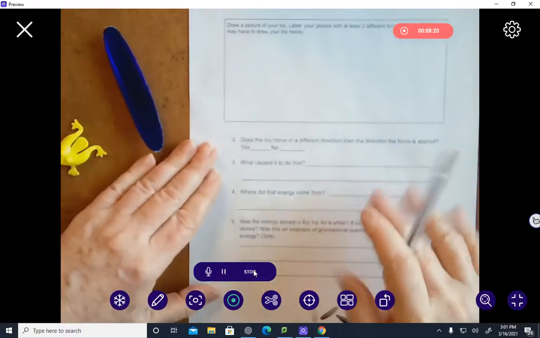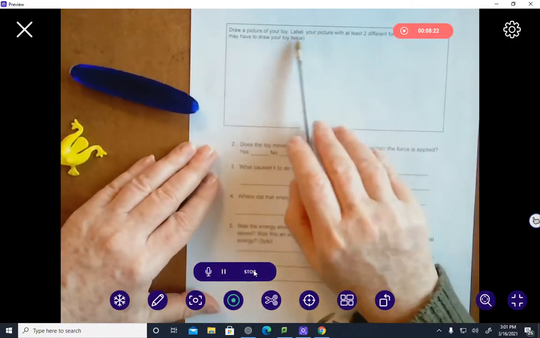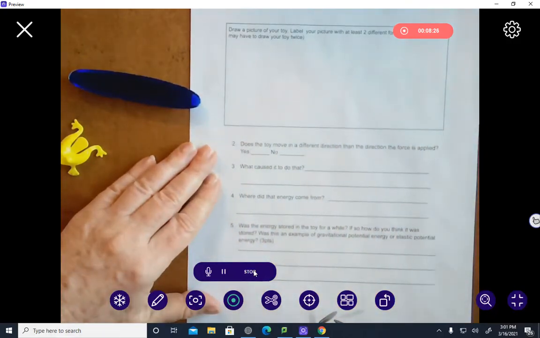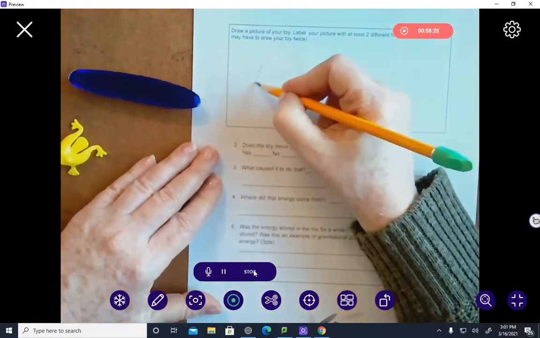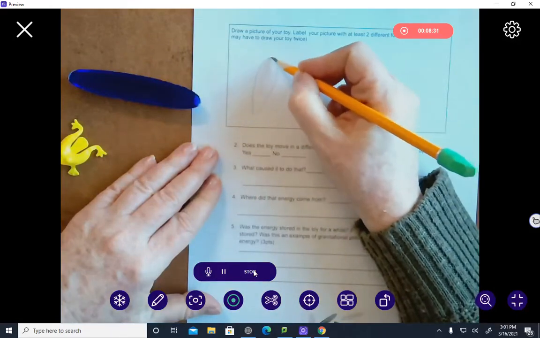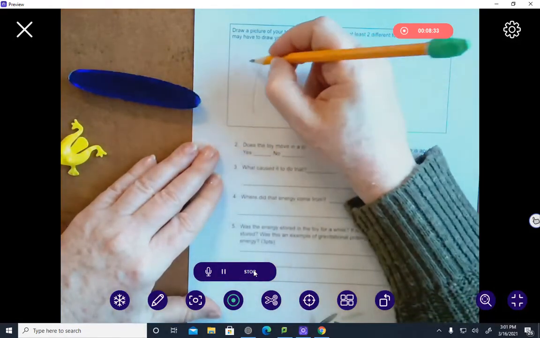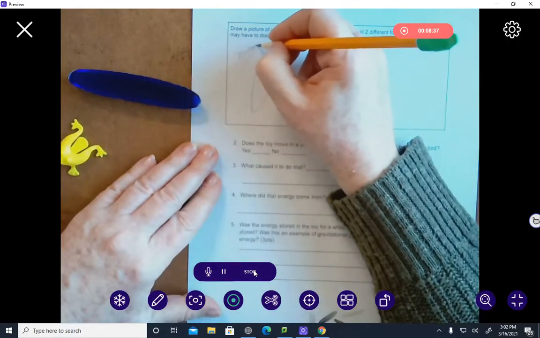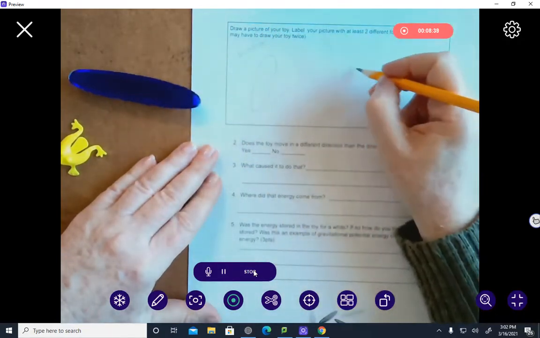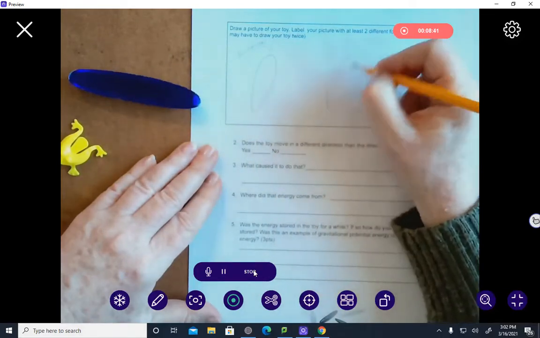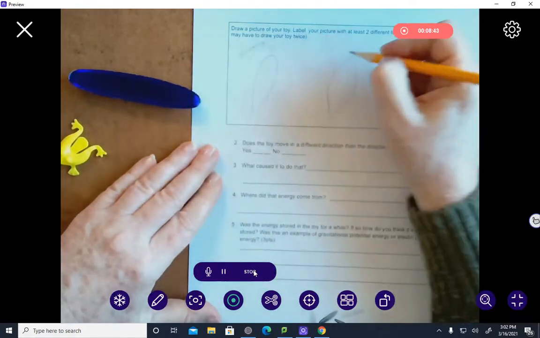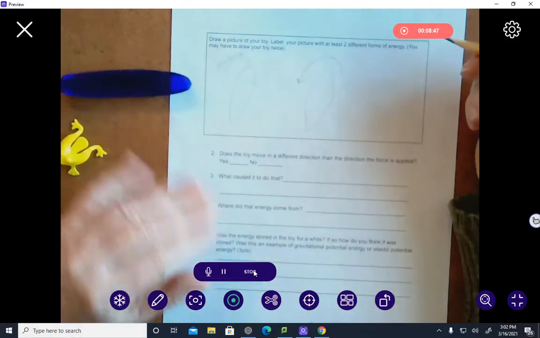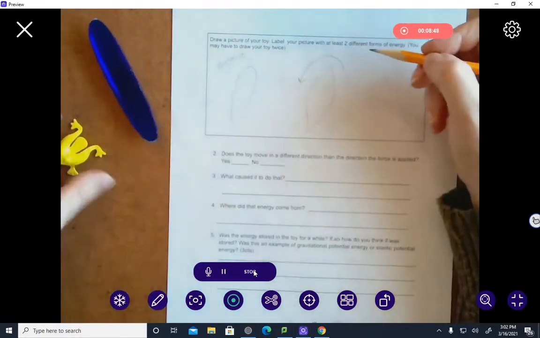Over here in the back, it says to draw a picture of your toy and label your toy with at least 2 different forms of energy. So I would just draw my Rattleback here, and if I spun it this way, that would be maybe mechanical or kinetic, and then after a while my Rattleback starts to spin this way. So there are 2 forms of energy.